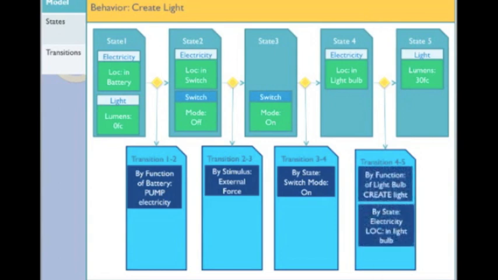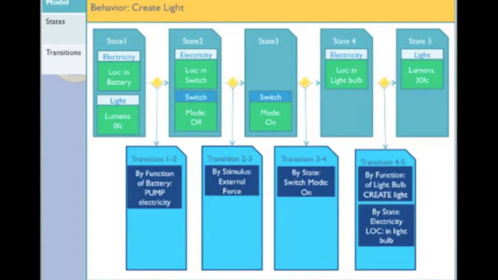Finally, state 4 changes to state 5 because the function of the light bulb is to create light and because electricity is now present in the light bulb. This transition involves two explanations. It is quite common for a transition to involve many explanation types.